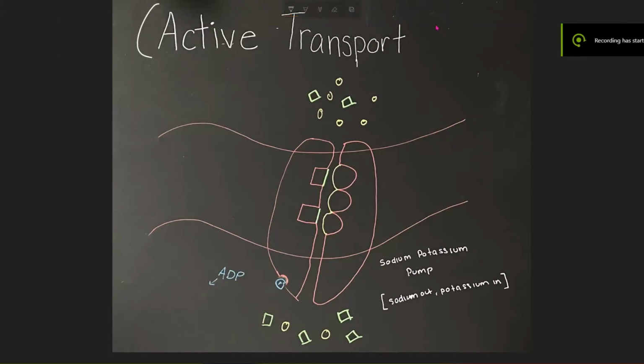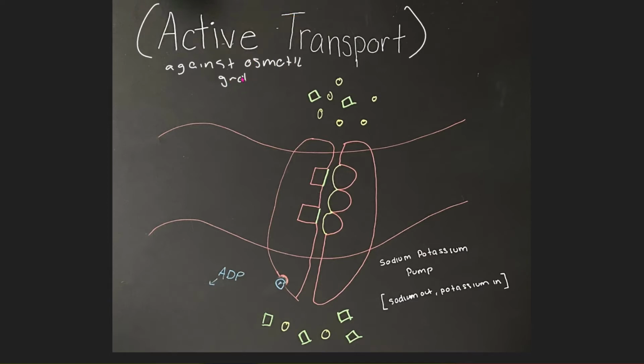Okay, this is your active transport, which pushes ions against its osmotic gradient. And to do that, it requires energy. But in this specific example, we're covering the sodium-potassium pump, which helps maintain osmotic equilibrium and membrane potential.